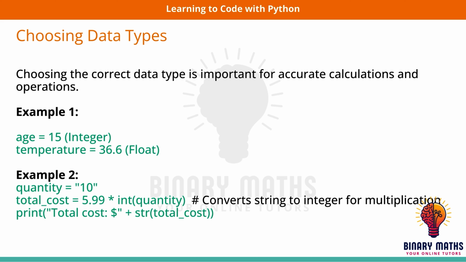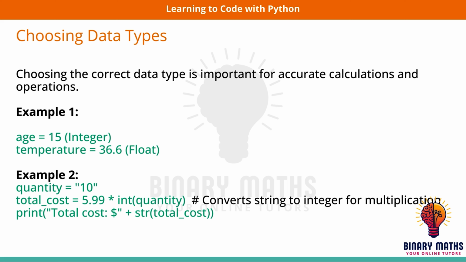Choosing the correct data type is important for accurate calculations and operations. If we have a look at the example, using the right data, such as age equals 15, which is an integer, and temperature equals 36.6, which is a float number, the right data helps prevent errors and makes our code more efficient.